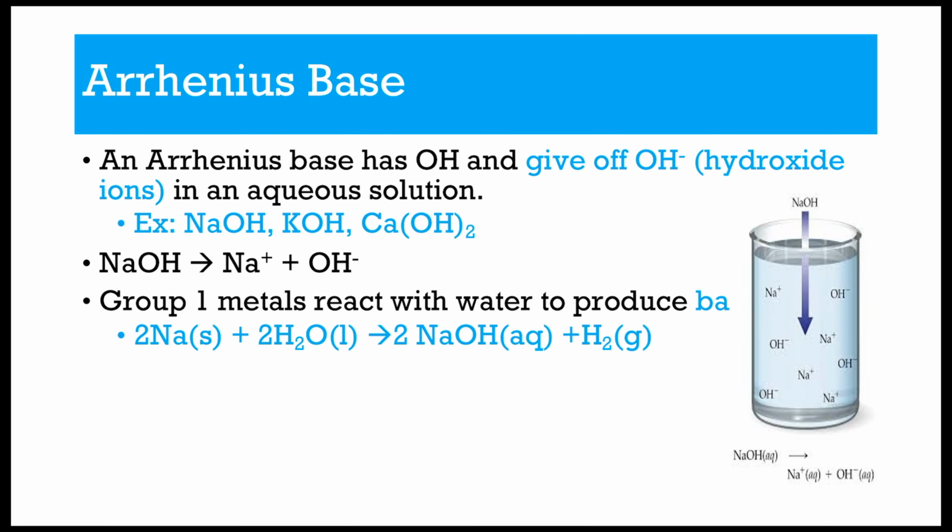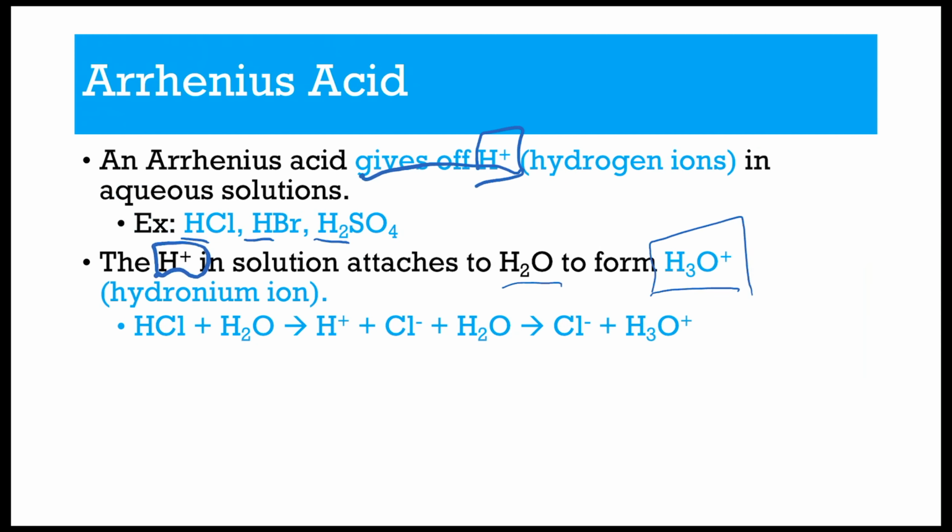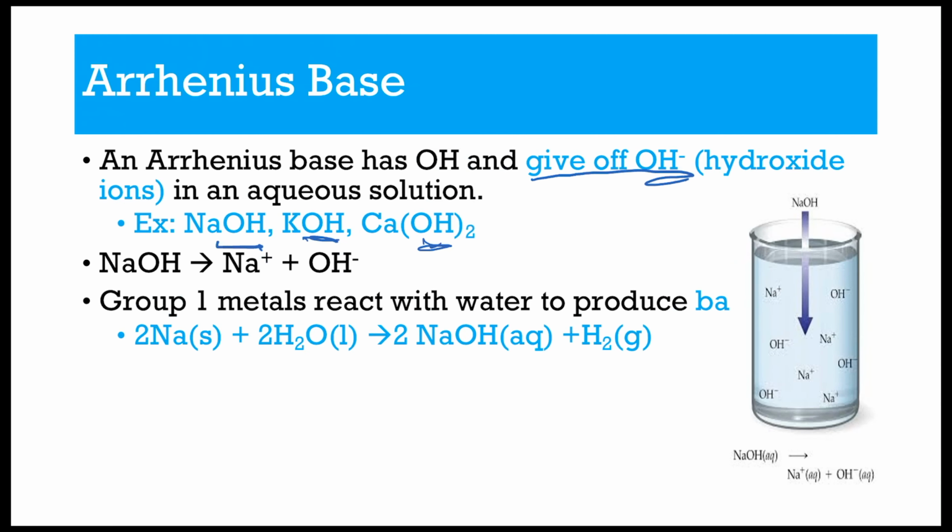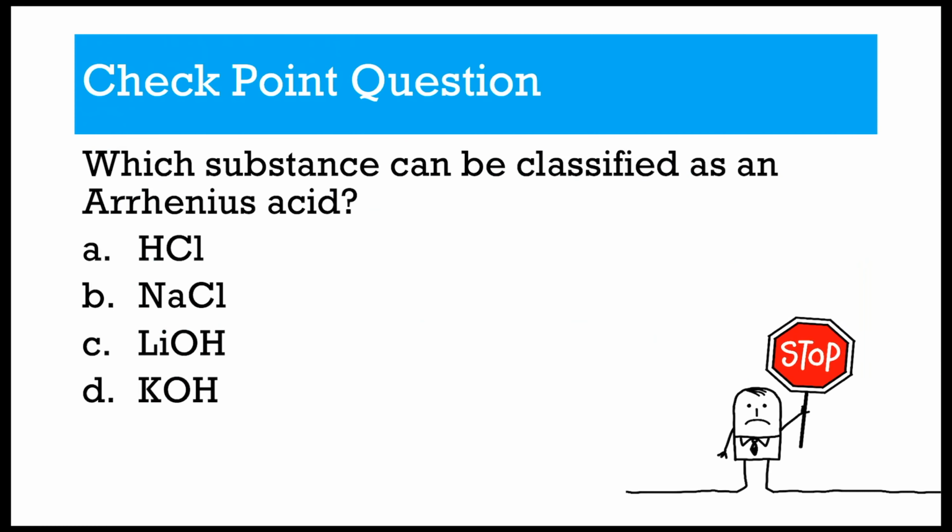Arrhenius also talked about bases, and he said that bases have OH groups and give these OH- groups away, and those are hydroxide ions. So NaOH, KOH, Ca(OH)2. All of those are key examples of bases. So Arrhenius said if you're a base, you give off this OH-. If you're an acid, you give off this H+.